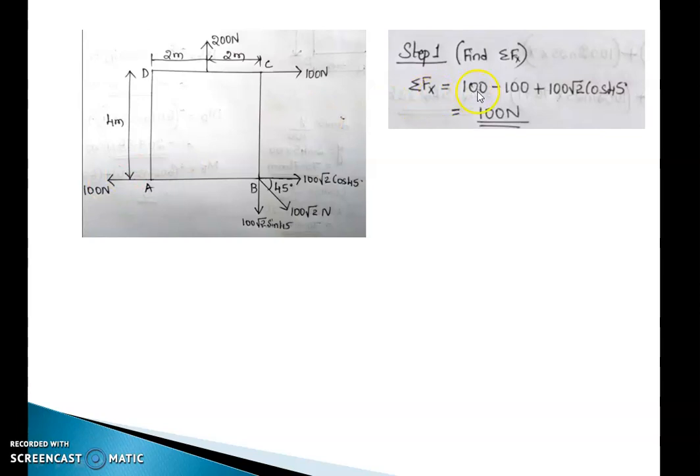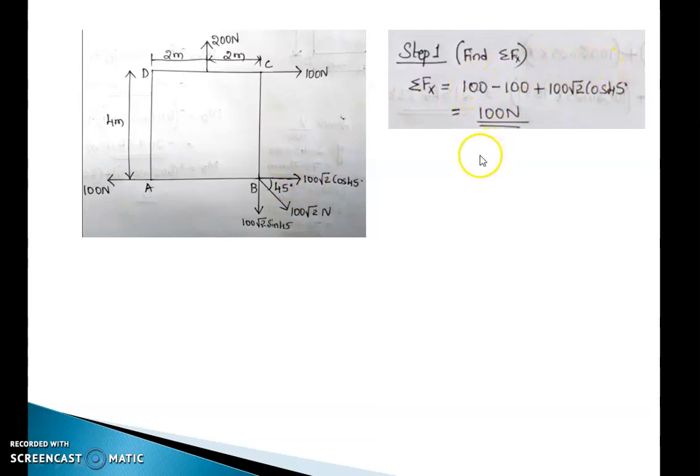So plus 100, minus 100, plus 100 minus 100, and the third horizontal force, out of these two forces I need to consider the horizontal one, which is 100 square root 2 cos 45, and only the positive axis I need to consider. It is acting in the positive direction of x-axis, so it will be plus 100 square root 2 cos 45, and the entire answer works out to be 100 Newton.